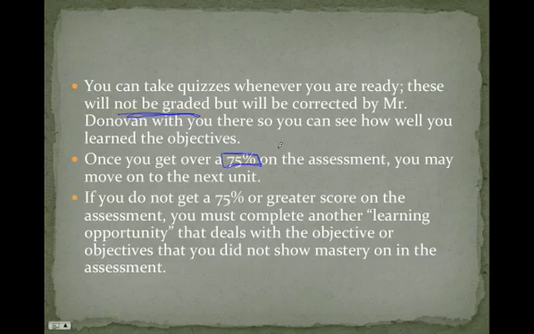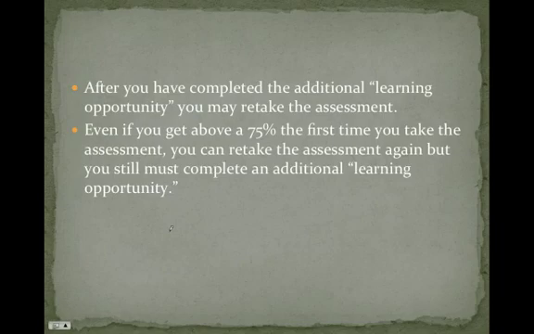You have to complete another learning opportunity that deals with the objective or objectives that you did not show mastery on in the assessment. Now, I'll show you what objectives look like, but pretty much it's the main ideas. If you didn't understand that main idea, then you need to do something that deals with that, so you get to know that better. Now, after you complete the additional learning opportunity, you get to retake the assessment.